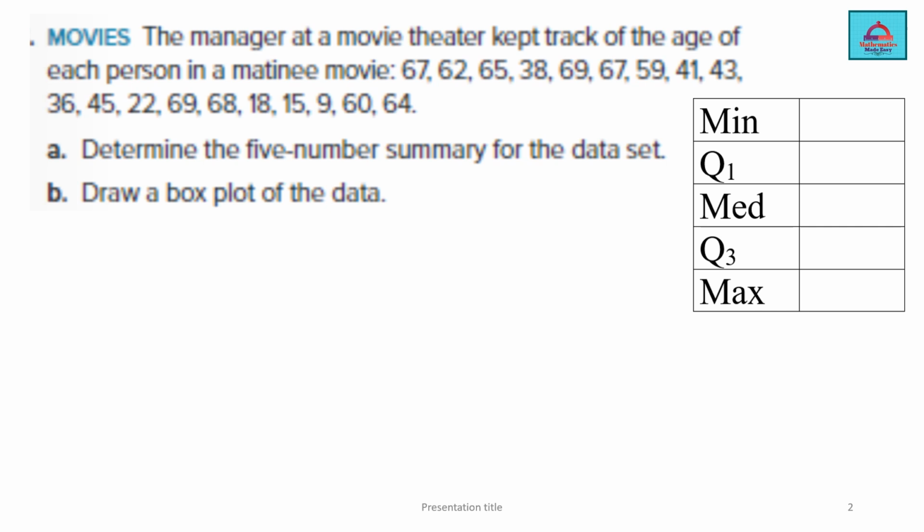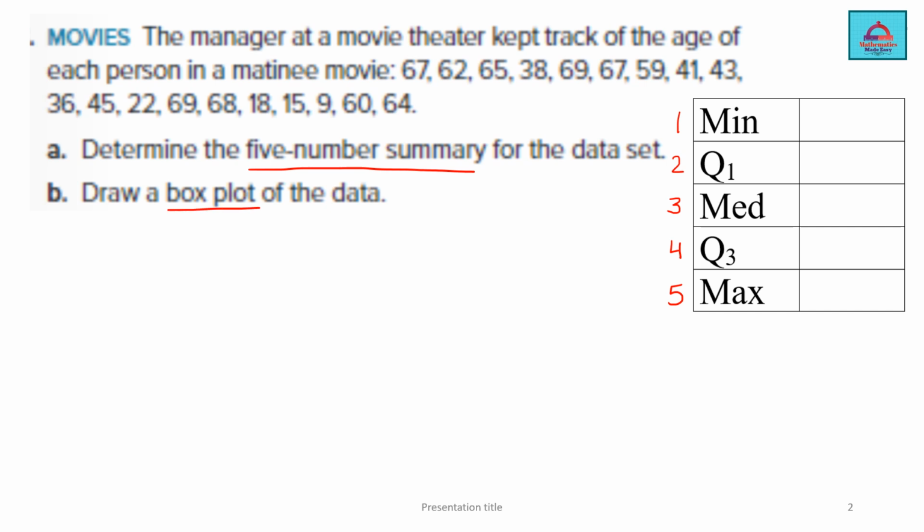I would like to remind you that the 5-number summary, the 5 numbers that you need in order to draw the box plot, are the minimum, the Q1, the median or Q2, Q3, and maximum. So these 5 numbers are called the 5-number summary. Very, very important. And you have to find these 5 numbers in order to draw the box plot.